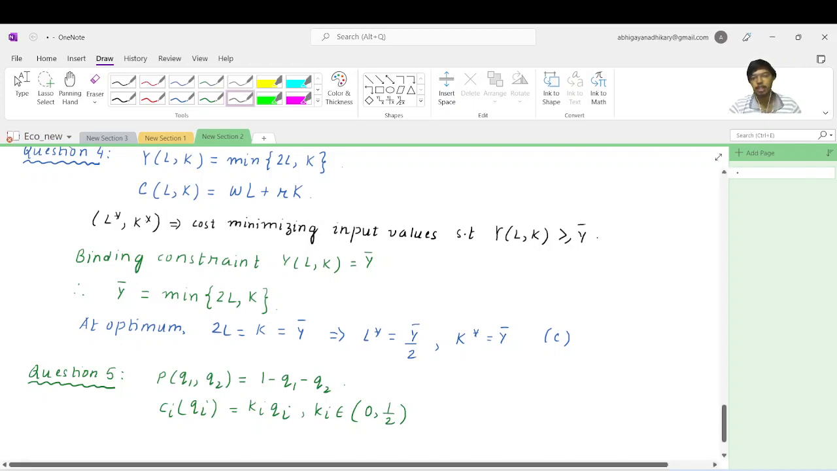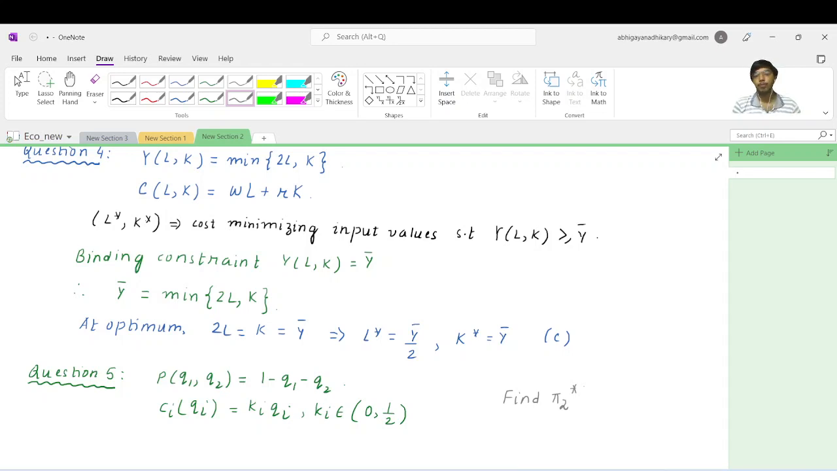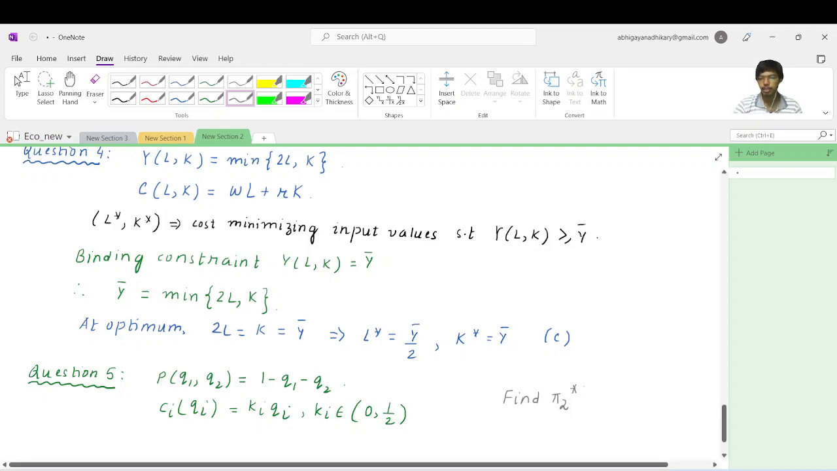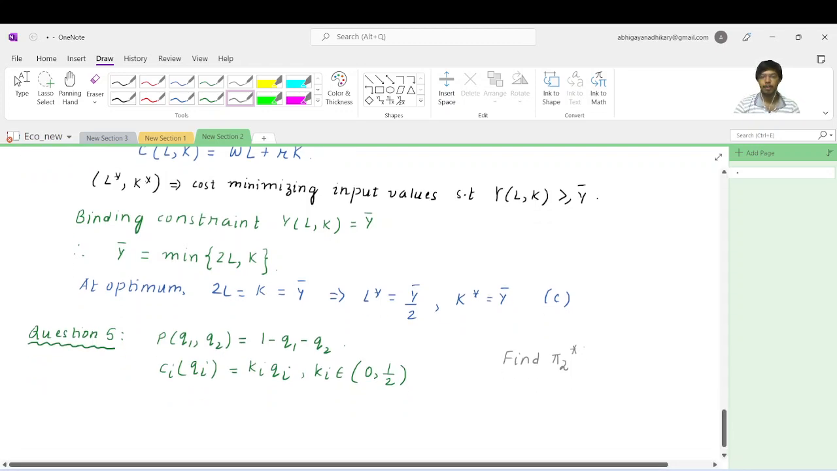So basically we need to find phi 2 star. Essentially, in order to find this, we need to first find the equilibrium Cournot quantities, then find the equilibrium market price, and then comes the profit. So it will be a little lengthy, but the calculations are more or less simple when you understand them. So let us have a look at it once more.